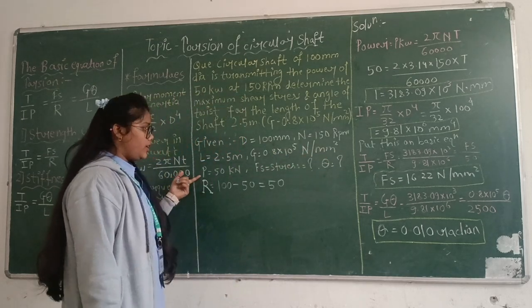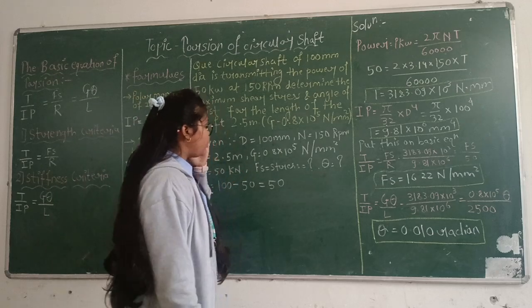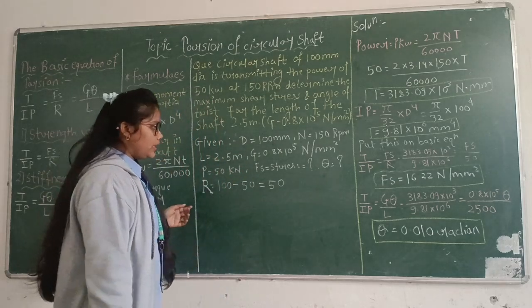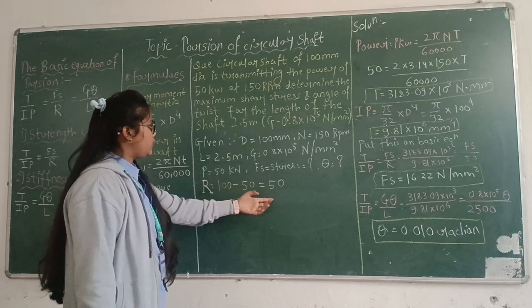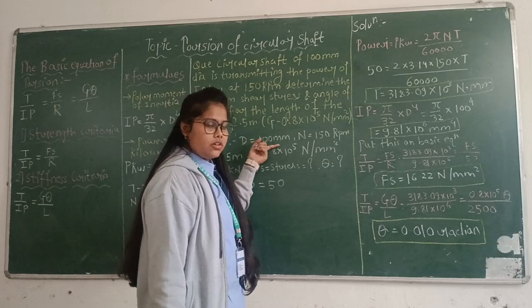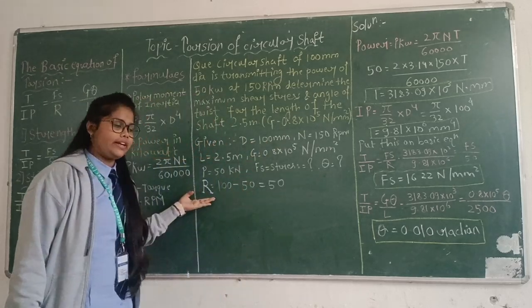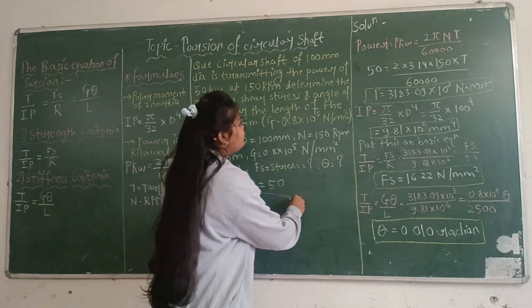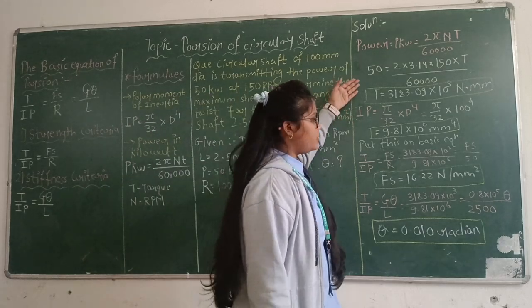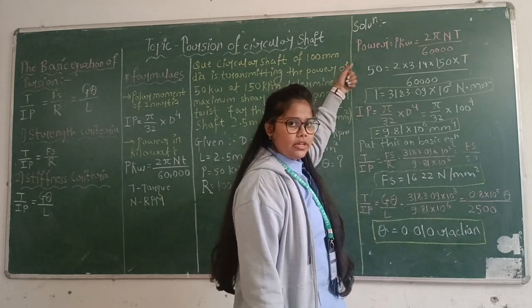P is equal to 50 kilowatt. So we want to find the stress and theta, that is the angle. The radius is equal to 100 by 2, that is 50, because diameter is given, so we can find the radius easily. Then the solution: power is equal to P kW.